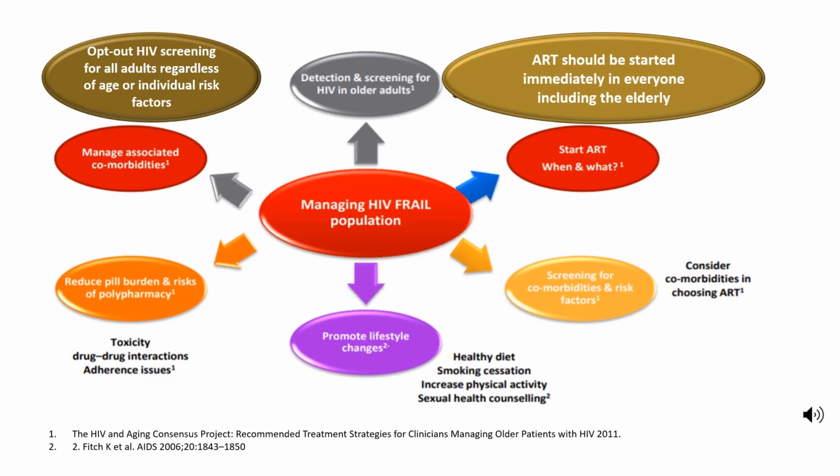Next, promoting lifestyle changes, including healthy diet, smoking cessation, increased physical activity, and sexual health counseling. Next, the importance of polypharmacy and potential drug interactions in elderly people with HIV, who may take many other medications in addition to their antiretroviral therapy. Next, the importance of not only screening for comorbidities, but managing them in the context of somebody who also has HIV. As we reviewed earlier, comorbidities occur earlier and more frequently in people with HIV infection. And finally, the importance of offering opt-out HIV screening for all adults regardless of age or individual risk factors.